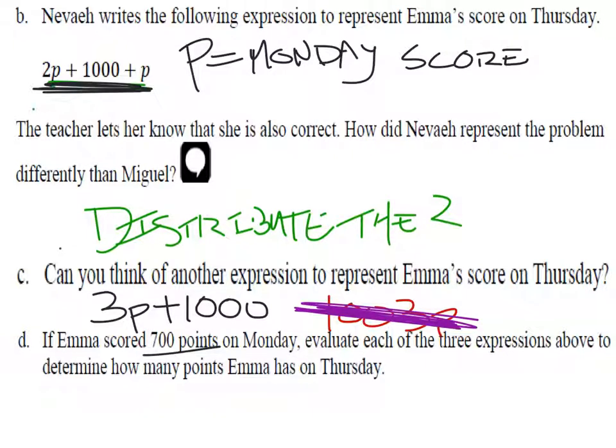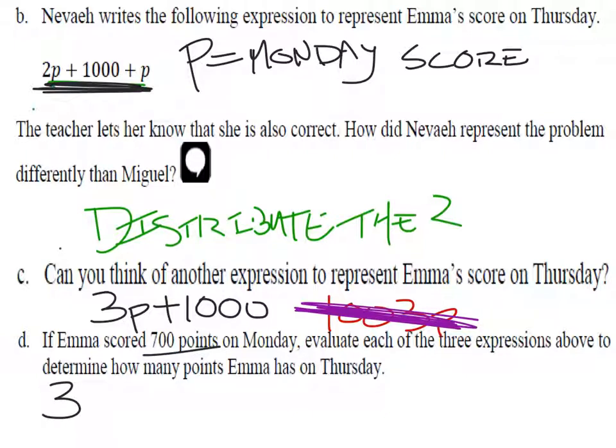So which expression do you guys want to use? Last one we found, Nevia's. I can't, because it's not an equation. Well, let's use that last one because it's convenient.